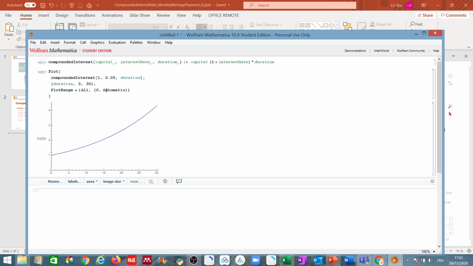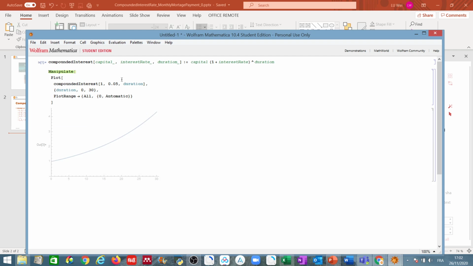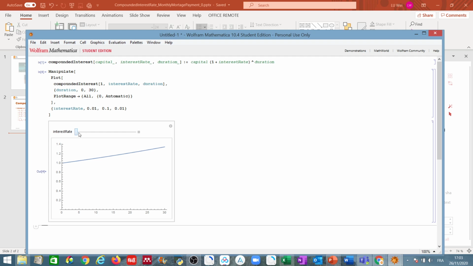We can find that this function is very sensitive to the interest rate. We can manipulate the interest rate like this. We will set the variable interest rate from 1% to 10%, like this, with steps of 1%, like this.